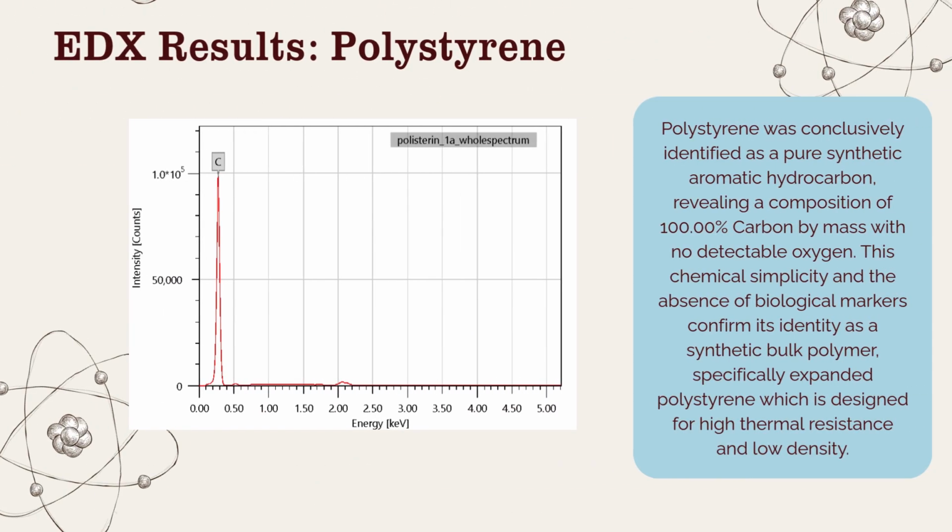Polystyrene was conclusively identified as a pure synthetic aromatic hydrocarbon, revealing a composition of 100% carbon by mass with no detectable oxygen. This chemical simplicity and the absence of biological markers confirms its identity as a synthetic bulk polymer, specifically expanded polystyrene, which is designed for high thermal resistance and low density.